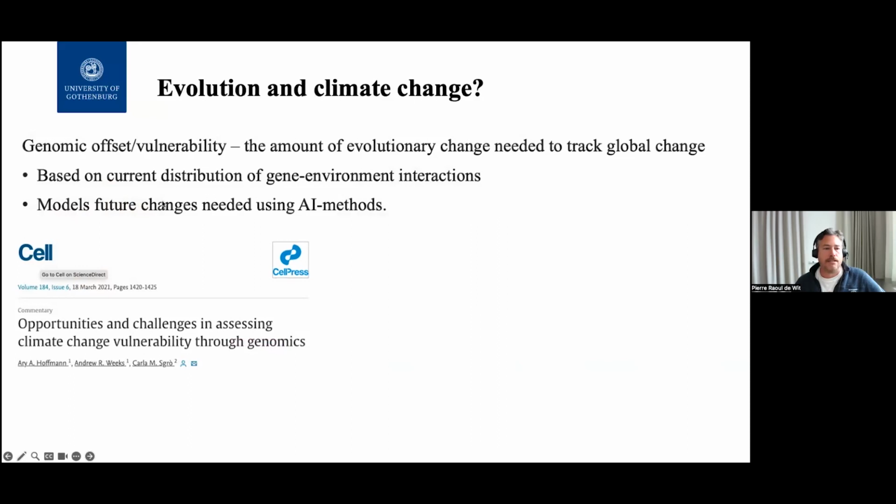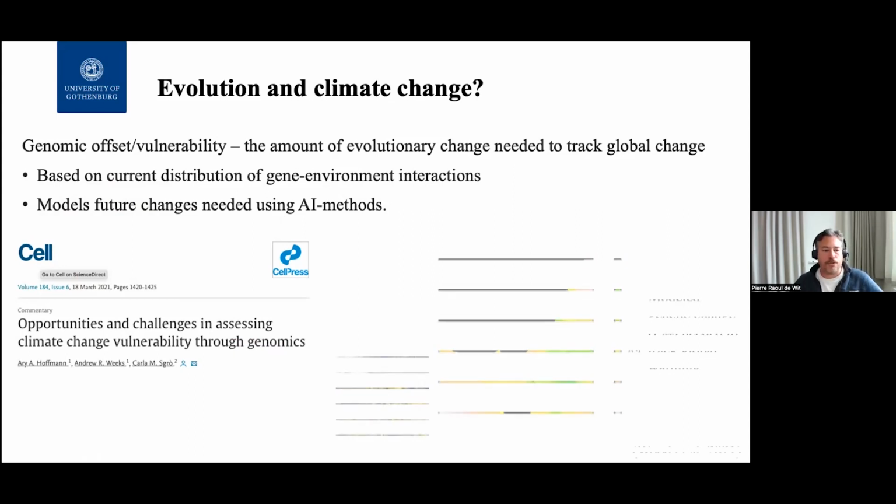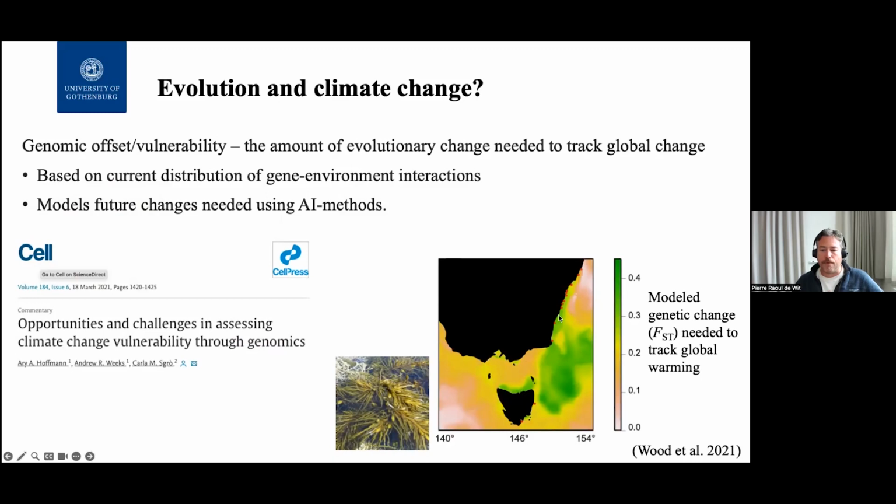And that's based on the current distribution of genetics and the environments, and then you use that with AI methods to model what will happen in the future. And here's an example of a recent study looking at seaweeds in Australia and Tasmania, and they can model on a local scale how much genetic change is required in order to track global warming.